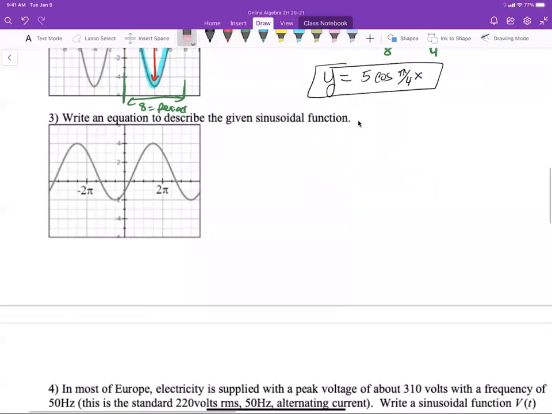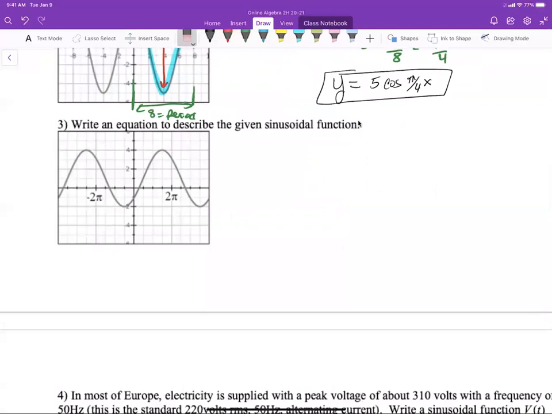Now you have a freedom. Write an equation to describe the given sinusoidal function. There's more than one answer. First thing I like to do is identify where my center line is. And so how do I do that? I count the distance between the max and min. So I have 1, 2, 3, 4, 5, 6. There are 6 tick marks. I'm going to divide by 2. 1, 2, 3. So my center line is at 1.